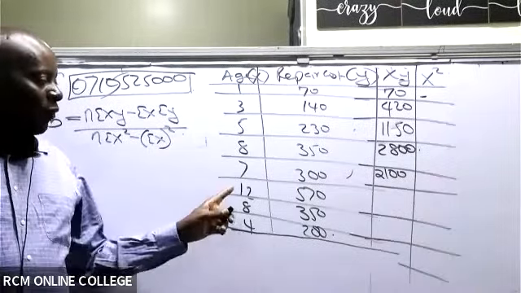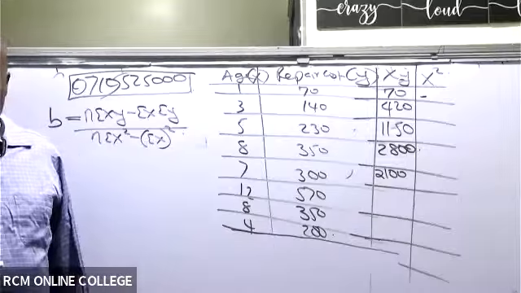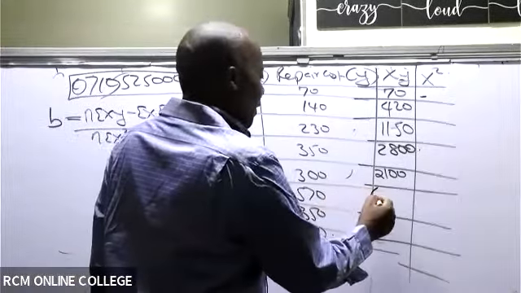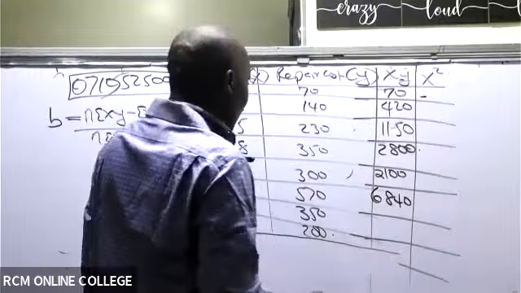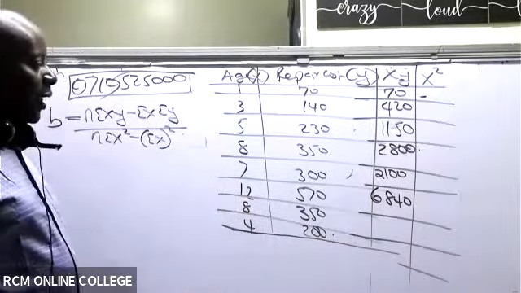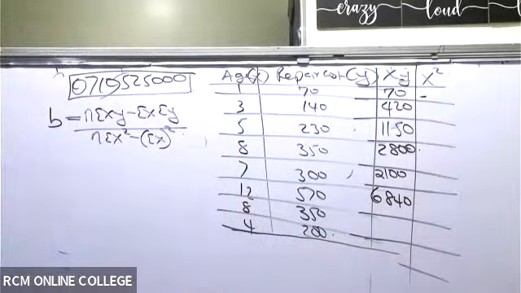So we have here 12 times 570, 6840. Then we have 8 times 350. What do we have here? 8 times 350. Most gentlemen are not really giving me answers.